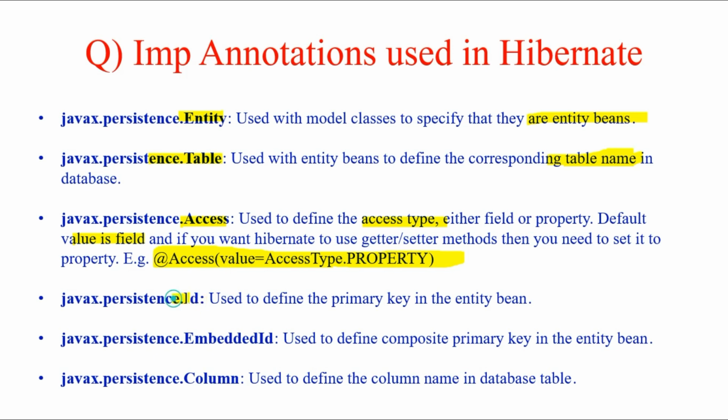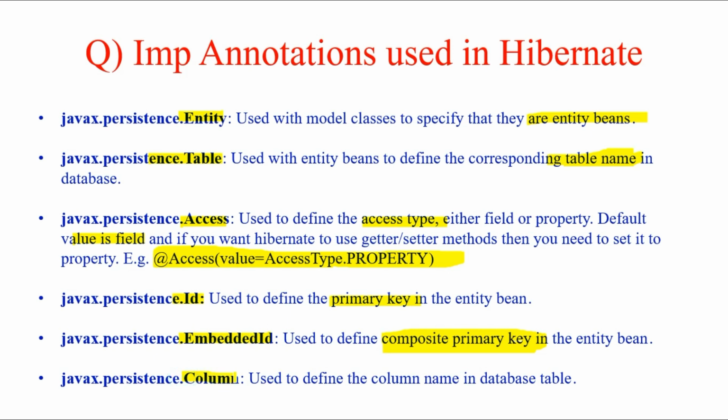The fourth important one is @Id. It is used to define the primary key in the entity bean. So @Entity is class level, @Table is class level, but @Id is a field level annotation. What is @EmbeddedId? EmbeddedId is used to define a composite primary key, because every time you are not going to have a single primary key in your table. If you have two or three columns together making a primary key, then you have to use @EmbeddedId.